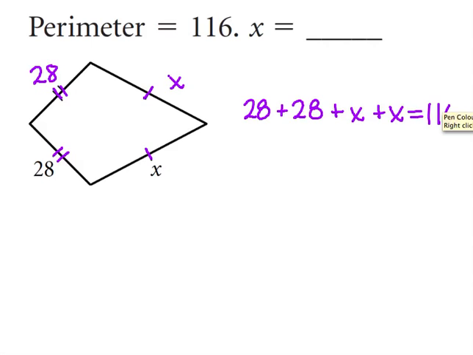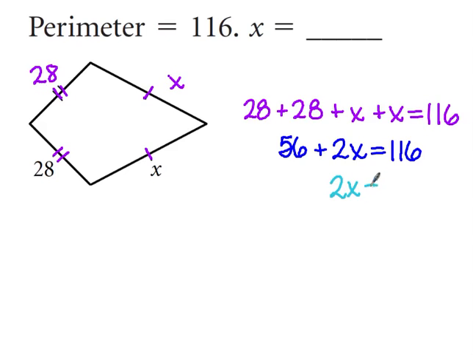So 28 and 28 is 56. X and x gives me 2x. Now you subtract 56 from both sides. So what does 2x equal? 60. So what does that leave me with x to be? 30. Nice job. Now you might not need to write the equation out. You might be able to look and figure it out that way. That's fine, but this is how you could use an equation.